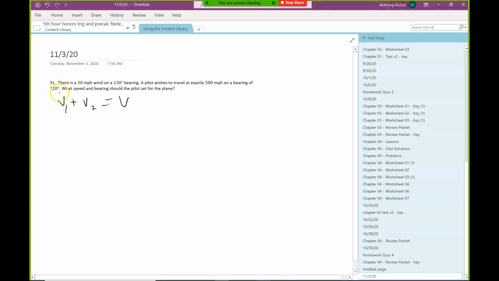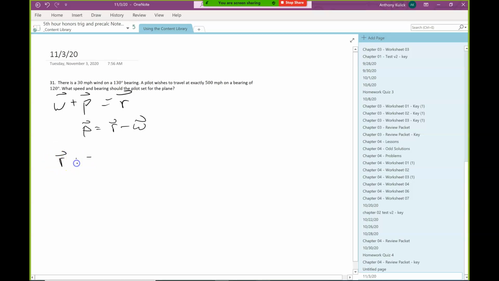So, again, we have the vector equation, right? But this time, we're solving for, maybe we should call this wind, plane, and then result. This time we know what the result is, but we don't know the initial setting. So to find that, we'll just have to rearrange that vector equation a little bit. But that's the only difference here.